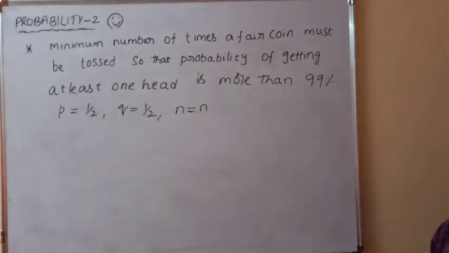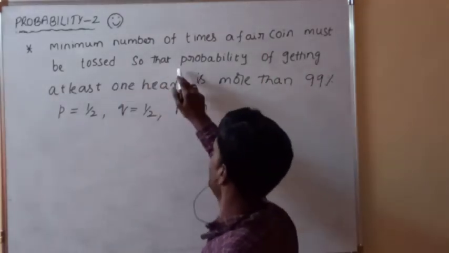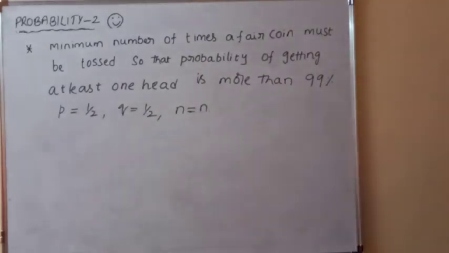Okay, so what is the question? Minimum number of times a fair coin must be tossed so that the probability of getting at least one head is more than 99%.